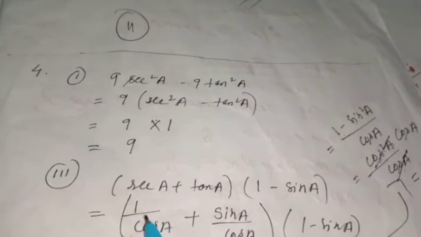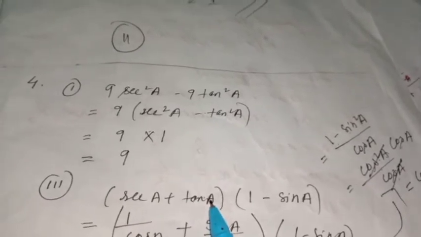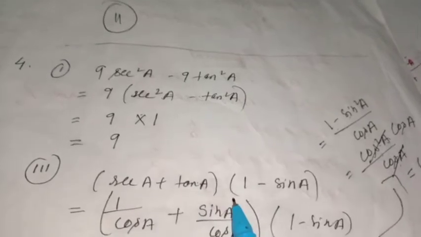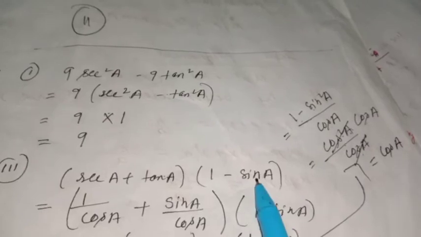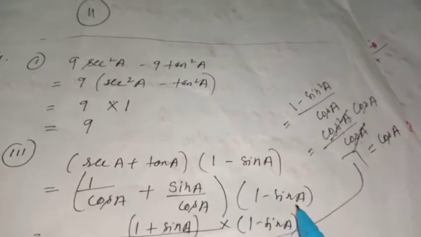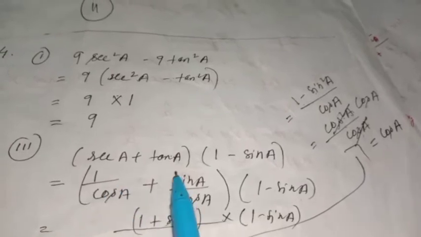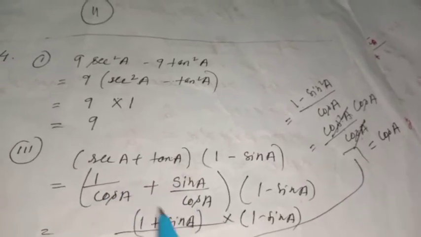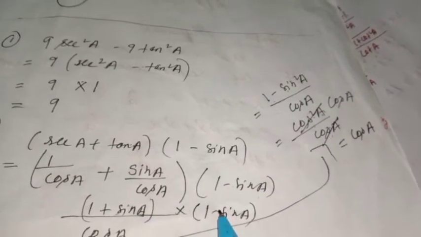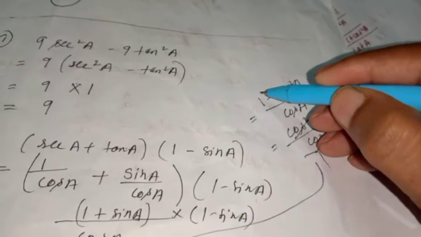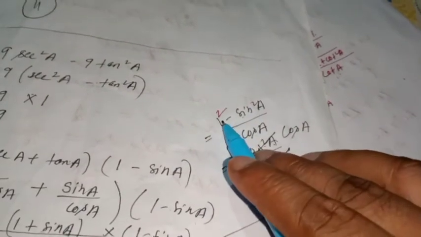So here, sec A, as I told you, try to express in sine or cos. Sec A you can express as 1 by cos A, because the reciprocal of sec is 1 by cos. Tan A, already I told you, is sin A by cos A. The other is already in terms of sine, so 1 minus sin A. Now the LCM is cos A. Then as numerator, 1 plus sin A into 1 minus sin A. Now see, (A plus B)(A minus B) you can write as A square minus B square, means 1 square minus sin square A.